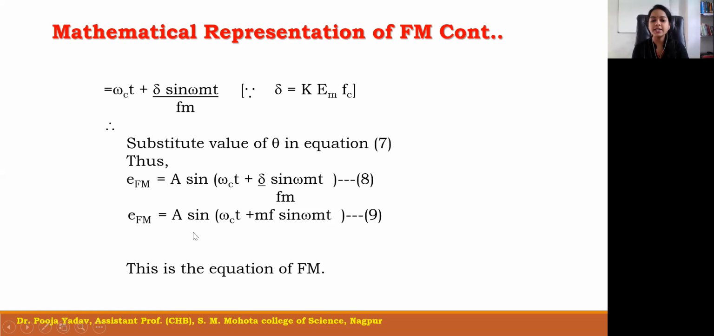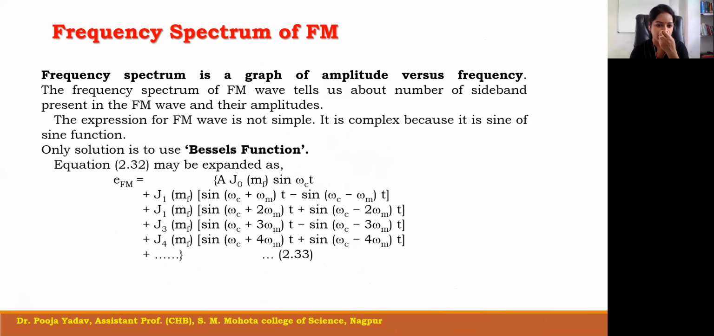Okay, because this is having the carrier frequency plus the amplitude which is deciding the modulating frequency instantaneously. So this is the equation of frequency modulation. Now the spectrum is nothing but amplitude versus frequency. What we do in frequency modulation is instantaneously change the frequencies. So what will happen is we will have a number of frequency bands.